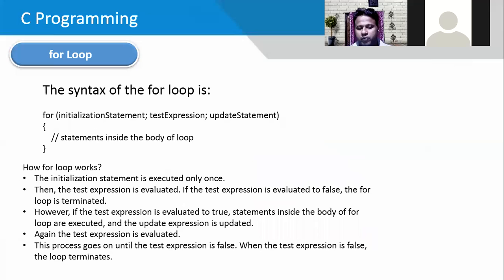So the for loop contains three parts: one is initialization, then checking the condition, then increment and decrement. First you have to initialize the value, then that value is checked with the test condition. If your condition is true, then the statement within the block body of the loop is executed. The initialization statement is executed only once. The test condition is evaluated. If the test condition is evaluated to false, then the for loop is terminated.